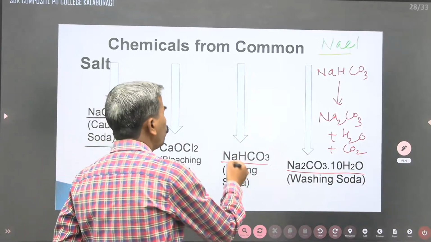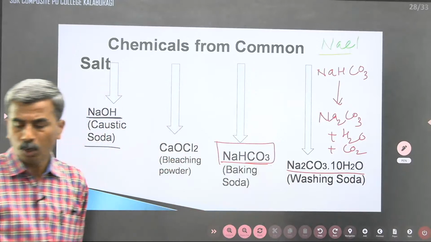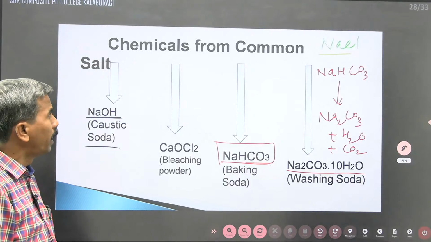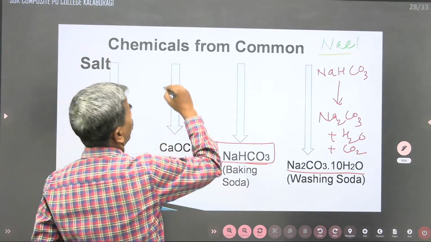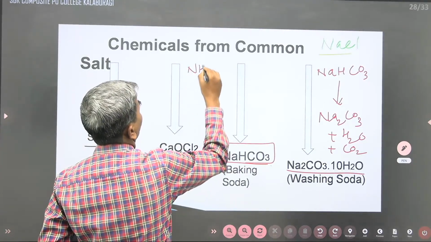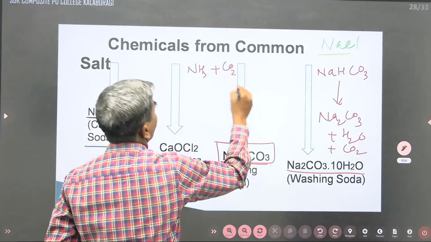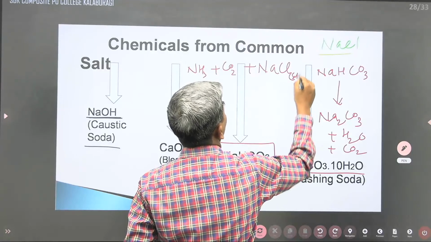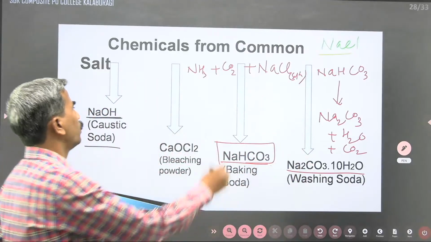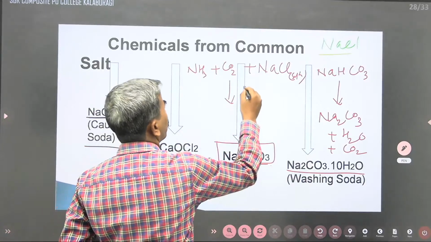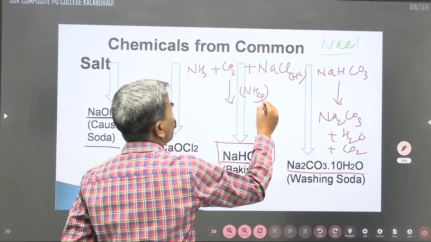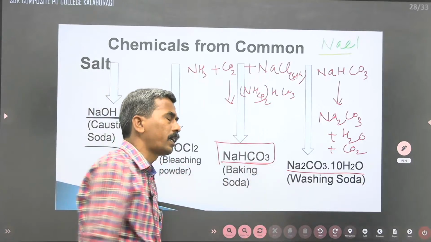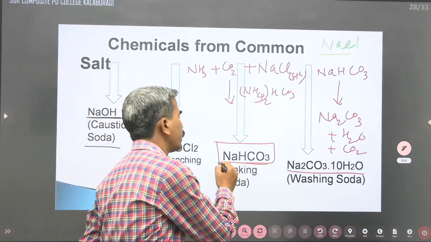Now the point is how this sodium bicarbonate is going to be obtained. This sodium bicarbonate can be obtained by taking once again the reaction of ammonia and carbon dioxide with brine solution, that is, the same sodium chloride solution. Then you are going to get an intermediate, ammonium bicarbonate, NH4HCO3. When they heat this compound, it will convert into sodium hydrogen carbonate. So this is baking soda.